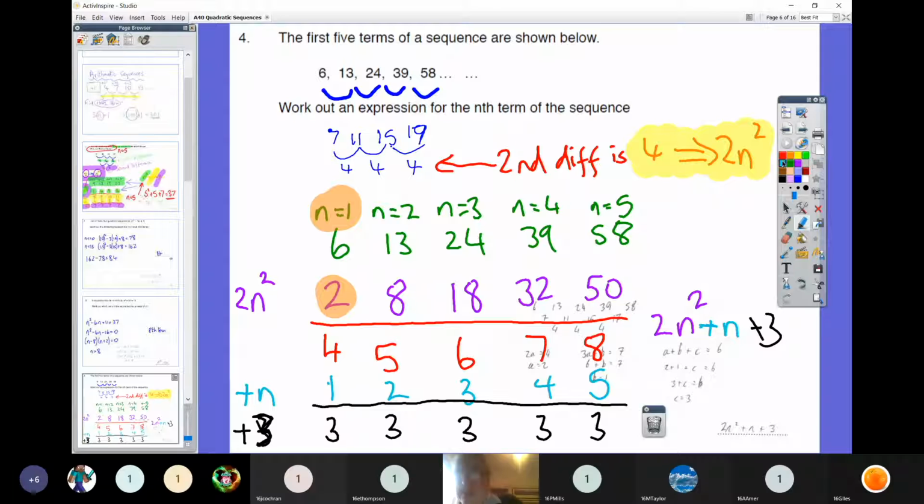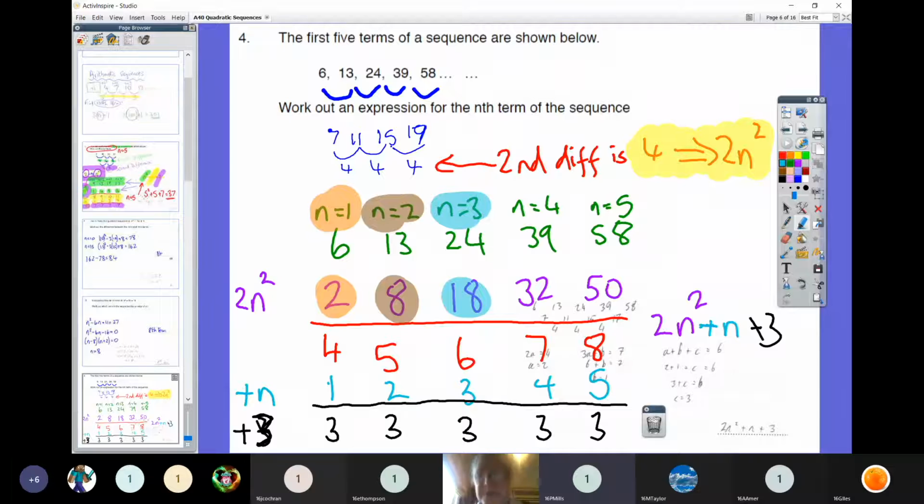So when n is 2, following BIDMAS, 2 2s are 4, then double it, that gives you 8. And then just do one more for luck. When n is 3, square it and double it, 3 3s are 9, 2 9s are 18. So that line is just processing the fact that we know that line needs to be 2n squared.